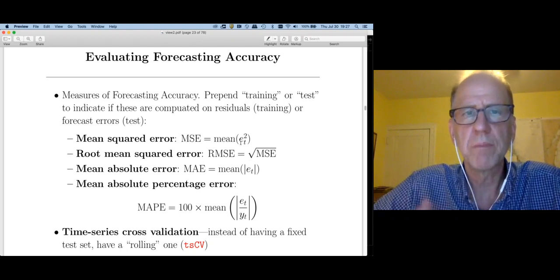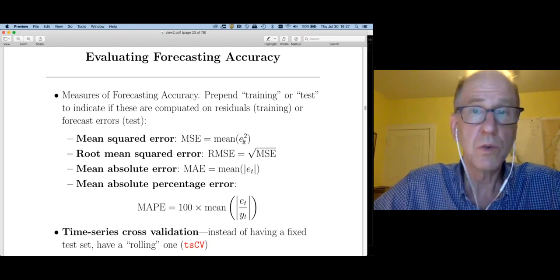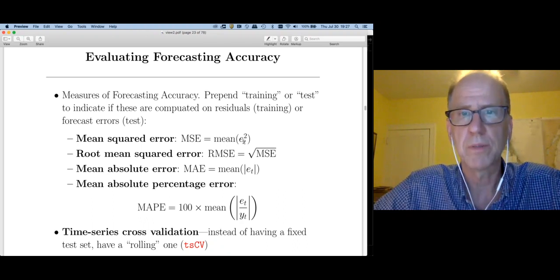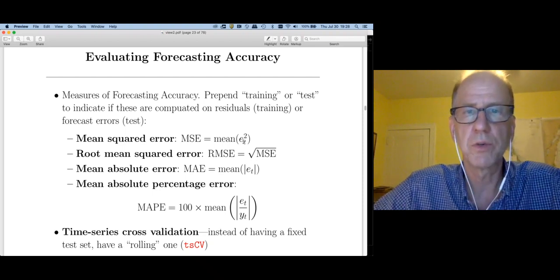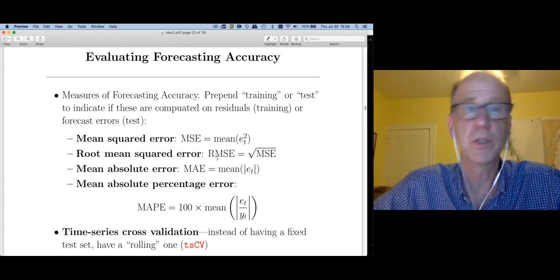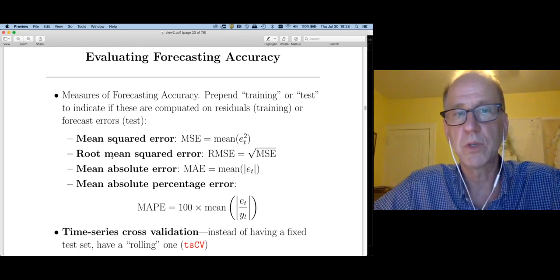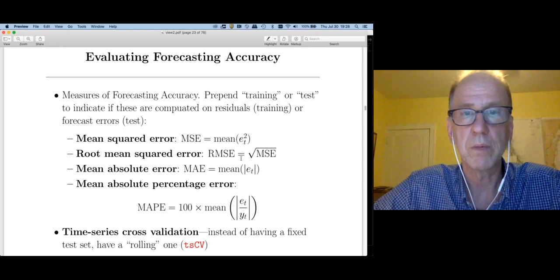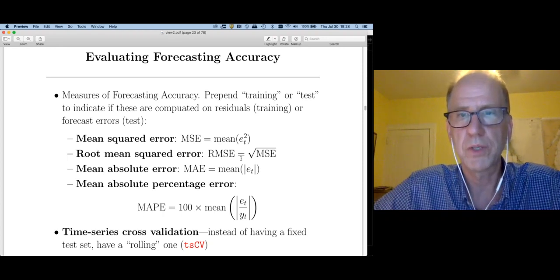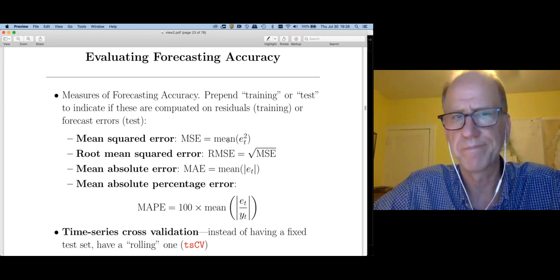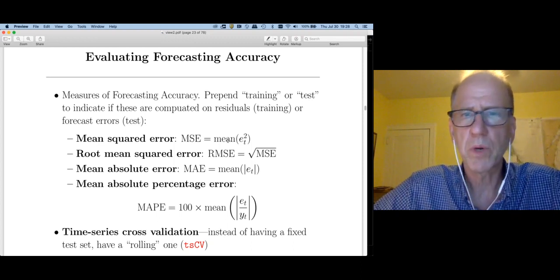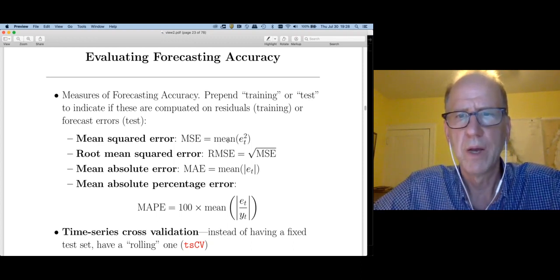A problem with the mean squared error is that the units are squared units, and we usually prefer to have our summaries in the original units. The way we can take care of this is by taking the square root of it. If we measure something in centimeters, mean squared error would be in squared centimeters. Root mean squared error would be in centimeters, just raw centimeters. So that's going to be one of the most common measures that we use.